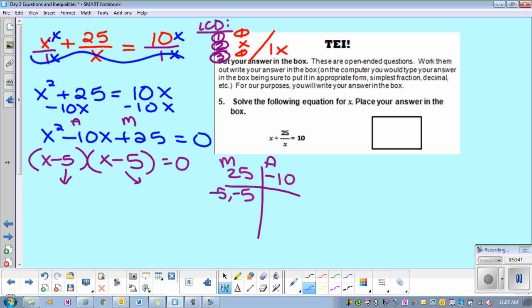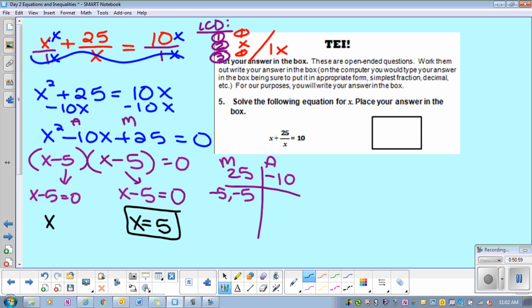If you do your mini equations, what do you get? X minus 5 equals 0. X minus 5 equals 0. So x equals what? 5. For both of them, right? So since they're both x equals 5, you just have to write it one time. So x equals 5. And when you actually put this in the box for the SOLs, you don't need to put x equals, you can just put 5. Okay. Alright? Good.